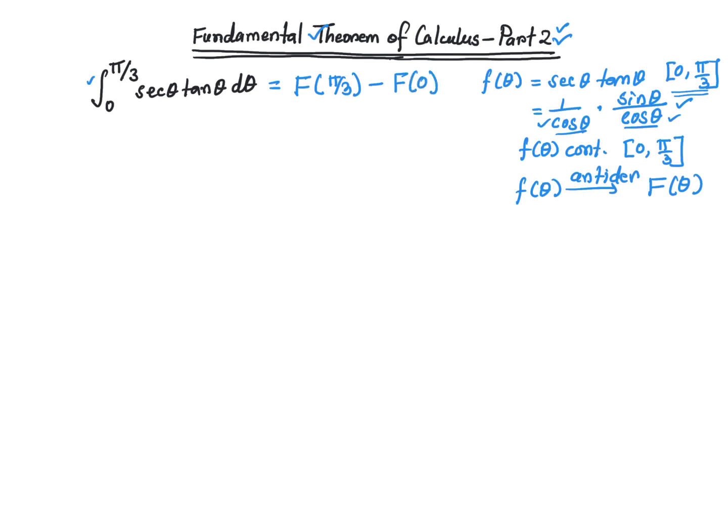Now, as you probably know, the derivative of secant theta is secant theta times tangent of theta. So my F of theta is nothing but secant of theta. It's very simple, straightforward.